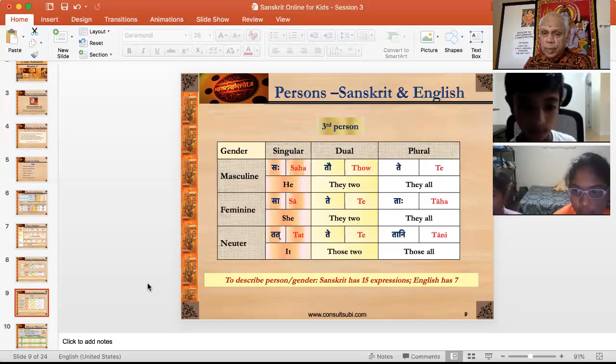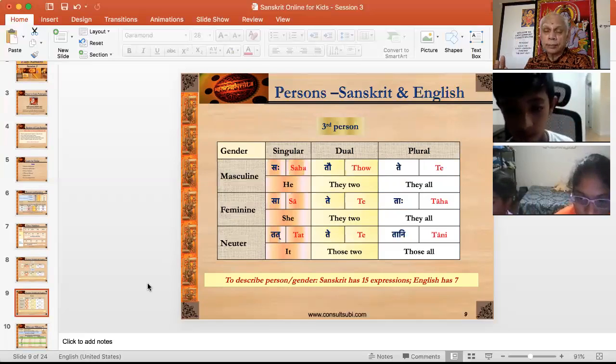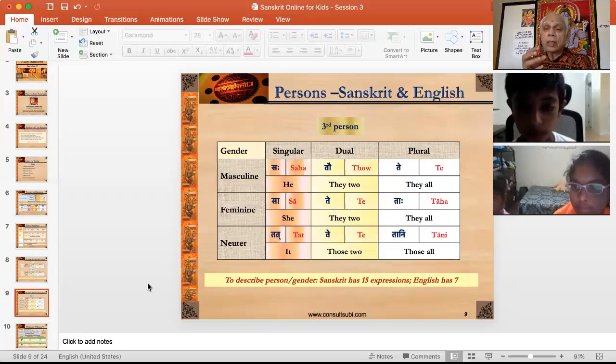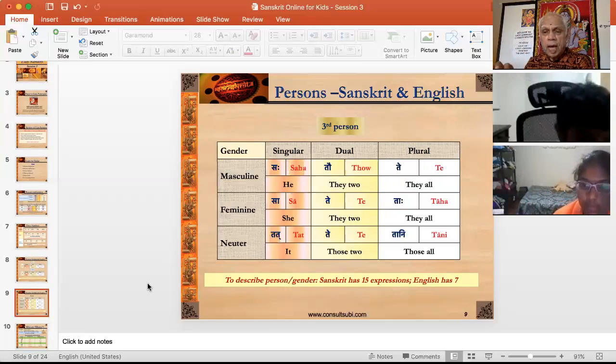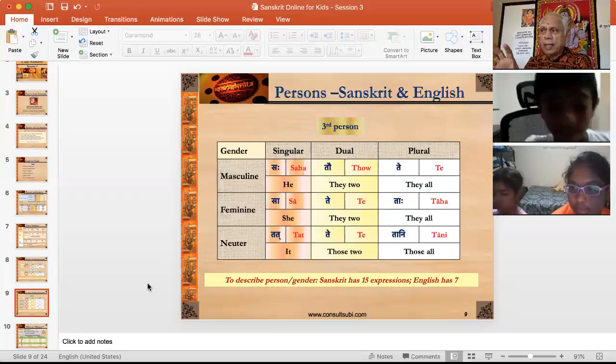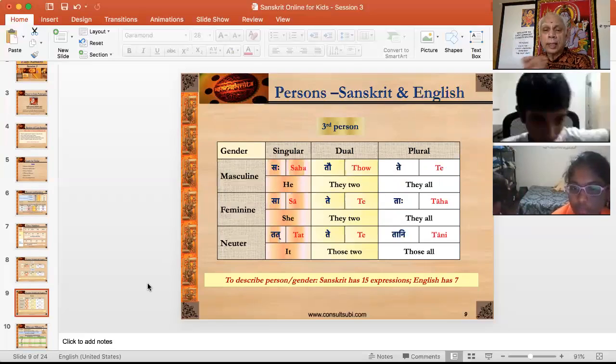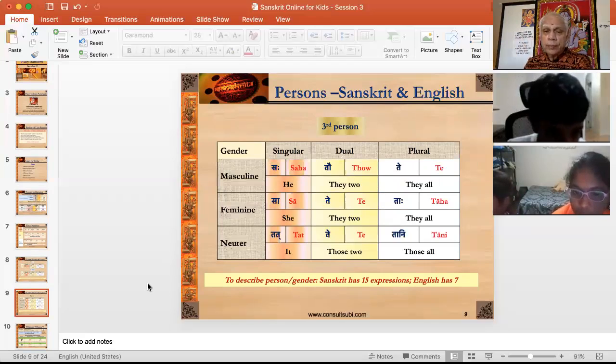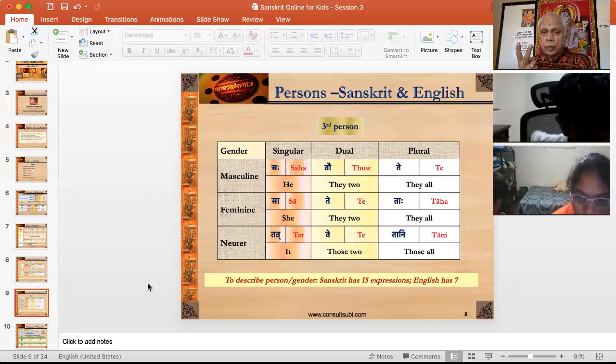Again here, you get te for two and tani, those all. If it is a phalam, for example, a fruit, tani phalani, those fruits. Tani pustakani. Generally, if you get tani or kani, you can be sure it is a plural. So to summarize, saha, tau, te: he, they two and they all. Sa, she, they two, te, taha, they all.